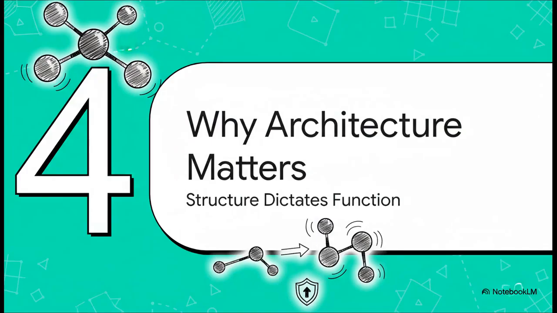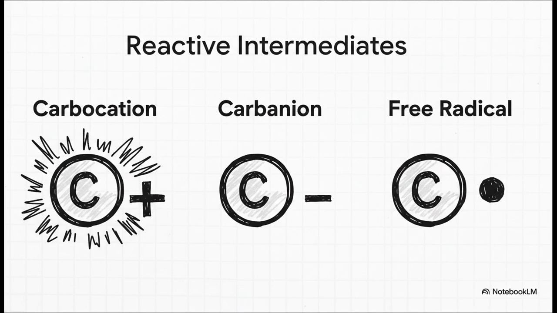All right, so we've established that how atoms are connected and their 3D shape are both crucial. But let's get to the core question, why? Why does this architecture have such a powerful influence on what a molecule actually does? The answer really comes down to stability, especially in the chaos of a chemical reaction. See, when molecules react, they don't just magically transform. They often pass through these really unstable, high-energy, fleeting states called reactive intermediates.